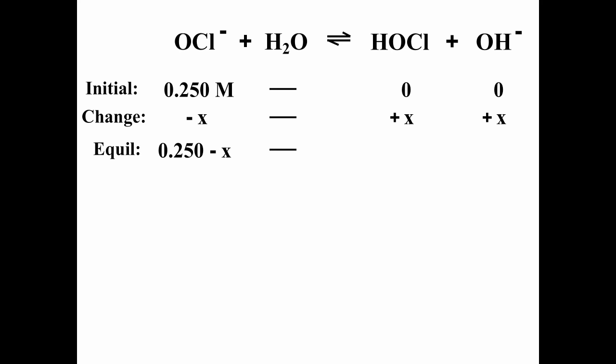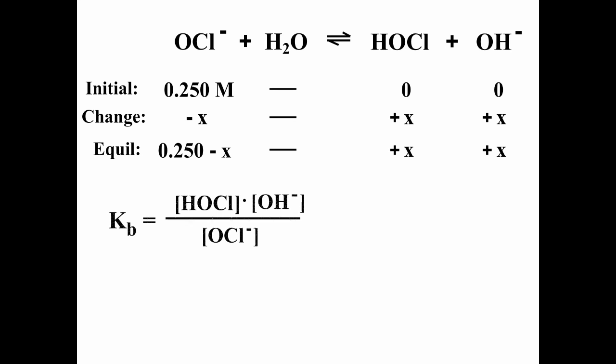And now we're back to our standard ICE table stuff. We have a 0.25 molar solution. We pretend it hasn't dissociated yet. We let it do its dissociation, so plus X and minus X types of things. And at equilibrium, we have the concentrations as shown.